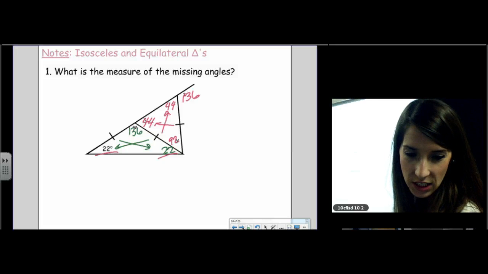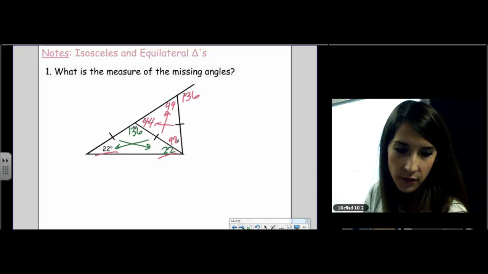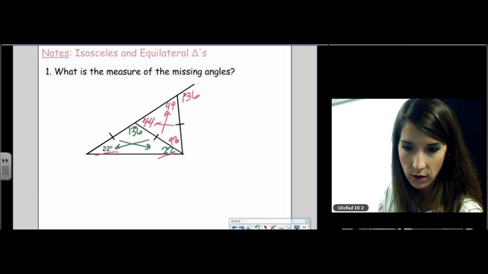What questions can I answer? Was that okay? Just using our knowledge of congruent sides mean congruent angles.